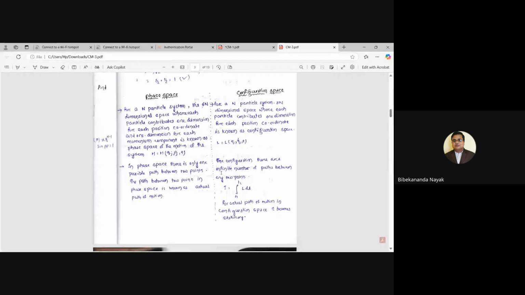Is my screen visible? Hello. No, sir. Now it is good. Phase space configuration, sir, is it visible? Yes, sir. Okay. And there is a problem of network yesterday, due to Baisakhi.